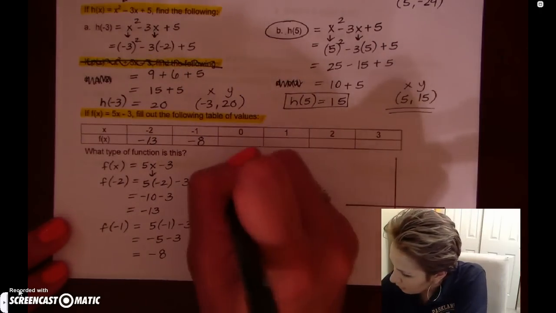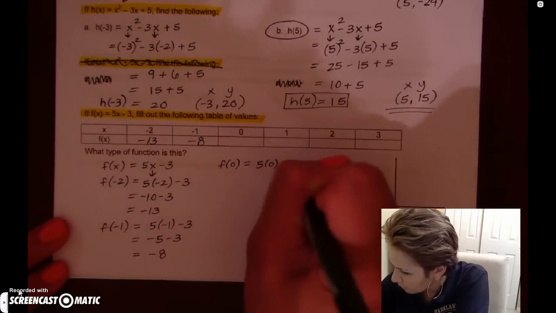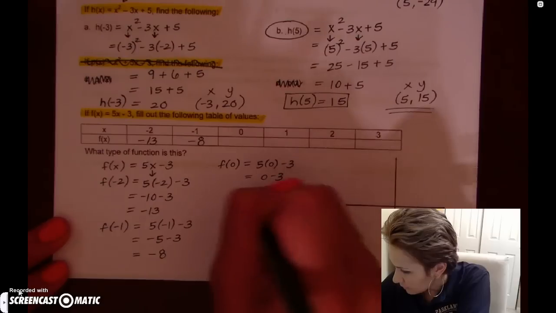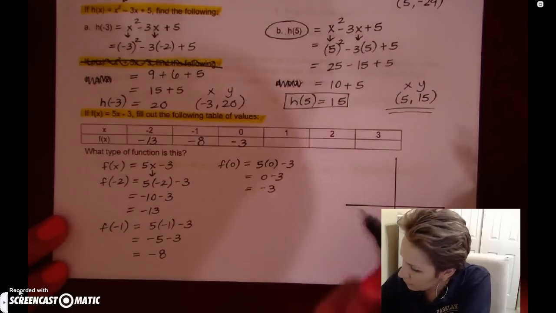f of 0, you guys can do f of 0. That one's easy. When x is equal to 0, y is equal to negative 3.